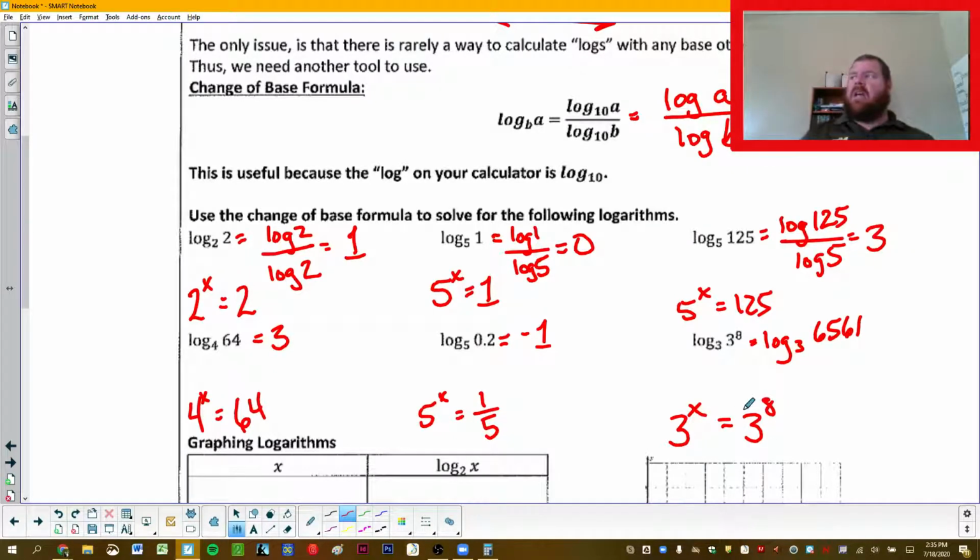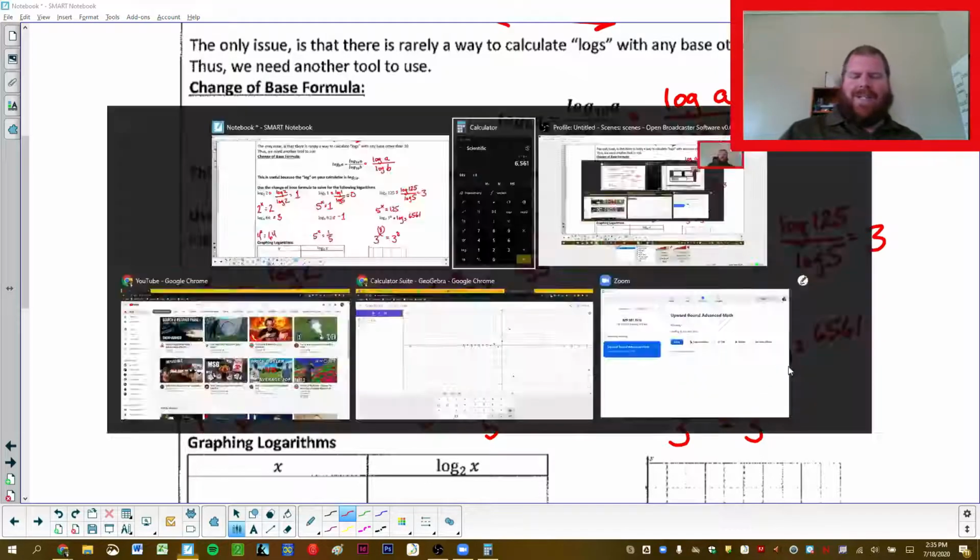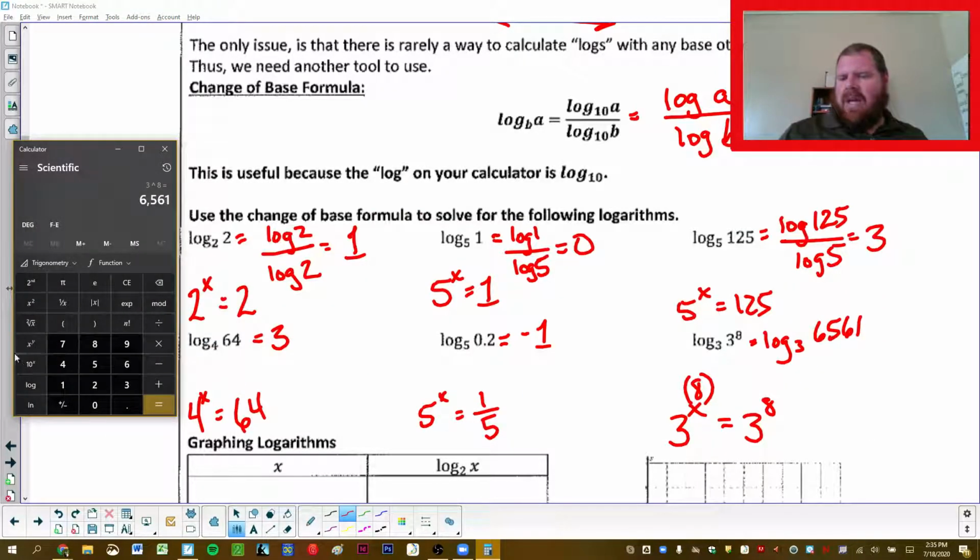Well, that looks like it got a lot easier. I wonder what it could be. 3 to what power equals 3 to the 8th power? Well, x should probably be 8, I think. Let's check that using a calculator. So let me log that and divide that by the log of 3. And I get 8. So we're good to go.